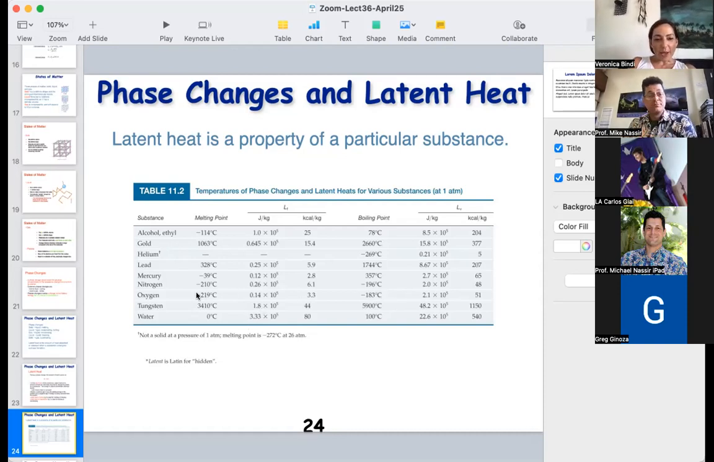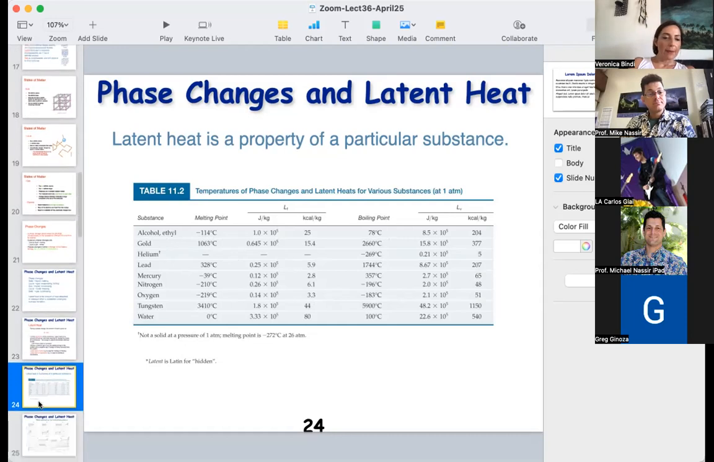And here you have for oxygen that the boiling point is minus 183 Celsius, for example. And then here we have alcohol, so the melting point is minus 114 Celsius, and the boiling point is 78 C.